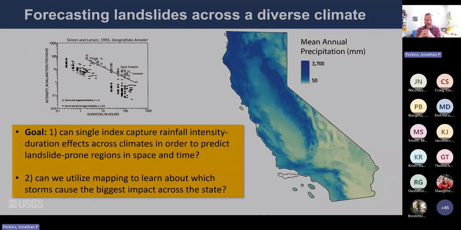And so then with the ultimate goal, once we have a product that we're confident in, we can utilize those maps of landslide areas to learn about which storms cause the biggest impact across the state. So that's the goal of the rest of the talk here, right?